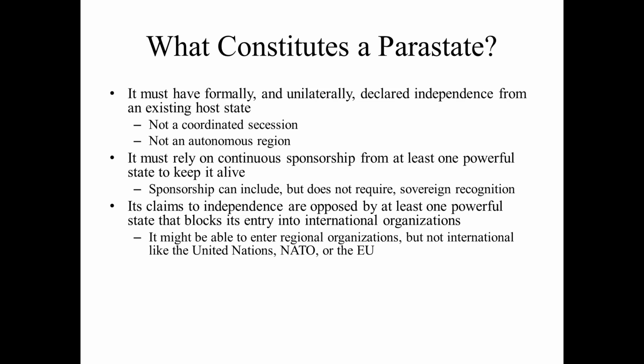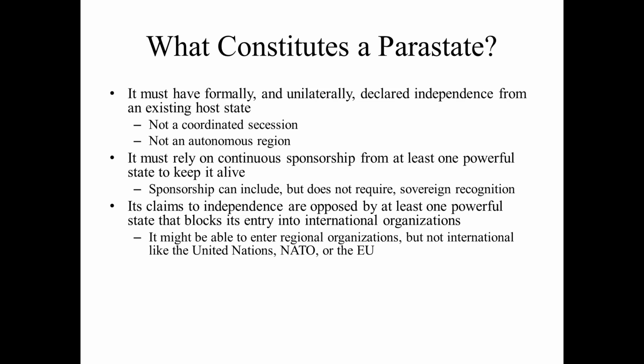And the reason you're not really a country is because your claims to independence have to be opposed by at least one other powerful state that blocks the parastate's entry into international organizations. So even though the United States supports Kosovo, Russia and China do not. The United States supports Kosovo, and that puts Kosovo kind of sort of on the map. Russia and China oppose Kosovo. That keeps them out of the UN, right?